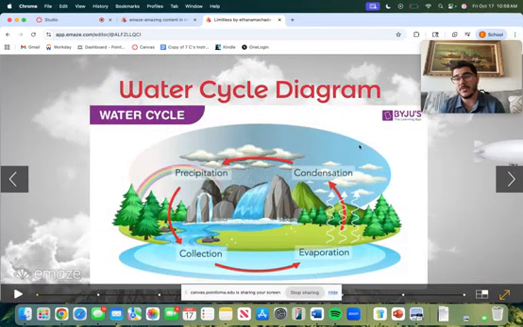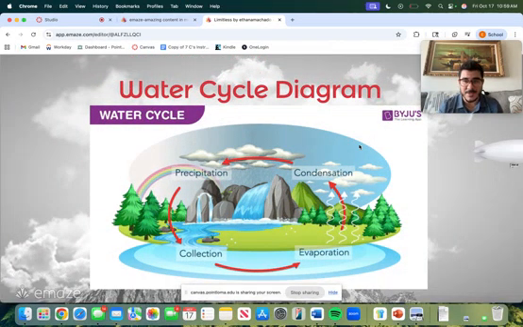Now, I don't expect you to draw it as animated. I don't expect you to color it. I don't expect it to be perfect. What I do want you to draw is, you see those arrows that are in a circle, going in a counterclockwise circle. I do want to see all four words on there.